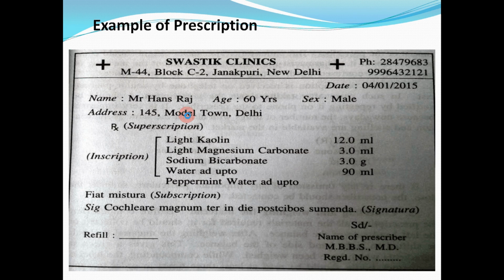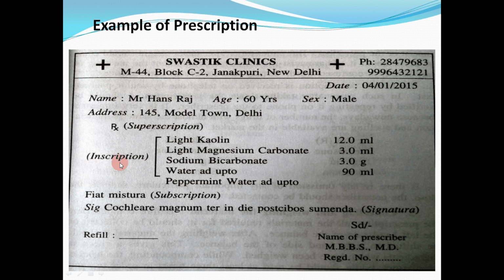We will see an example of the prescription. Here is an example of the prescription. Here you can see the Swastik clinic, the address of this particular clinic, date, name, age and sex of this patient, and address of this patient. Here again the Rx, you can see, Rx means superscription. Rx means to give.